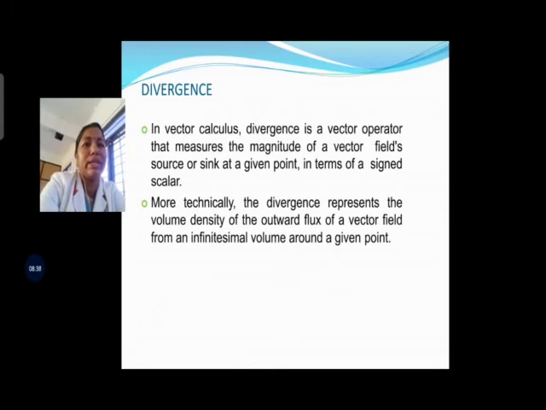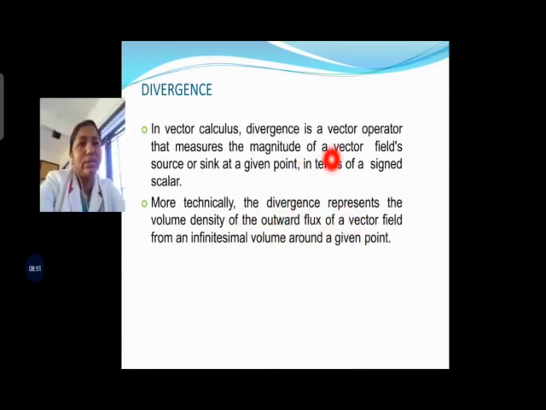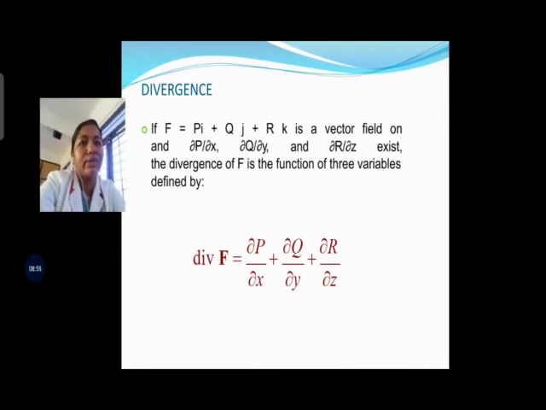More technically, the divergence represents the volume density of the outward flux of a vector field from an infinitesimal volume around a given point. So this is the divergence definition. So the divergence is a vector operator. Divergence of F, where F is equal to Pi plus Qj plus Rk, is a vector field: dou P by dou X, dou Q by dou Y, dou R by dou Z.